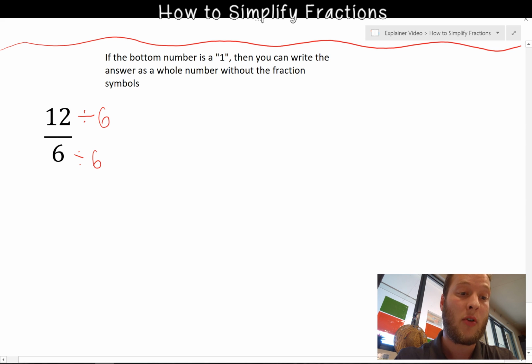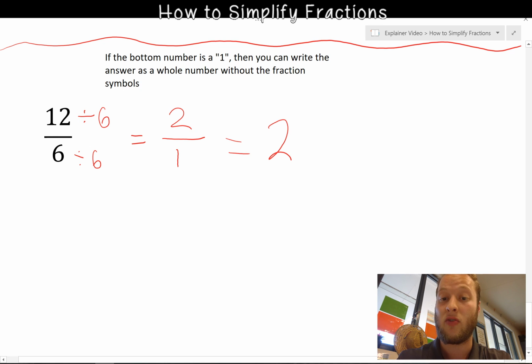So I'm going to divide them both by 6, which gives me 12 divided by 6 is 2, and 6 divided by 6 is 1. And as I said before, if the bottom number is a 1, it means I can rewrite it as just a whole number, whatever the top number is, the numerator. So my answer is it's just 2 whole. So I have 2 full chocolate bars that are cut up into 6, and I've got no leftover. So I've got 2 chocolate bars, that's my answer.